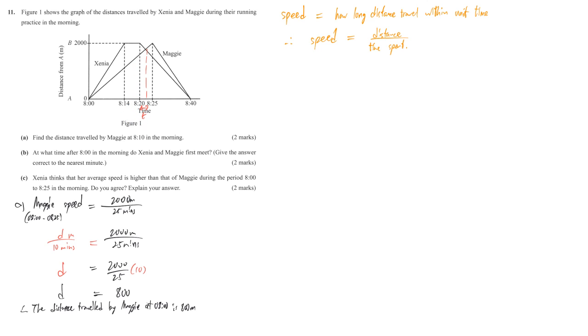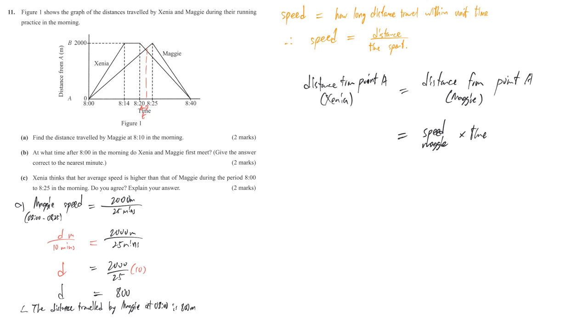So now, the word "meet" means the distance or position of the two persons are the same. And because of part A, it seems easier to handle the distance from point A in terms of the unknown t we let here. So we may just directly write down this is the speed of Maggie, and then the time spent.